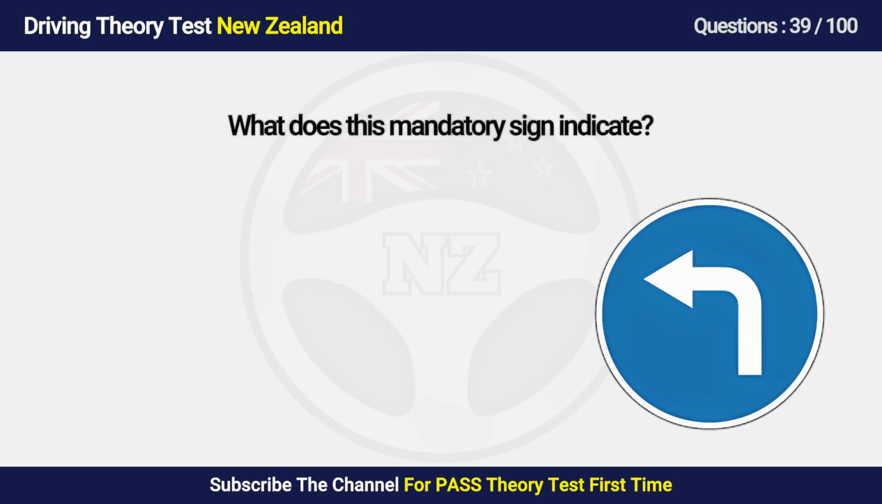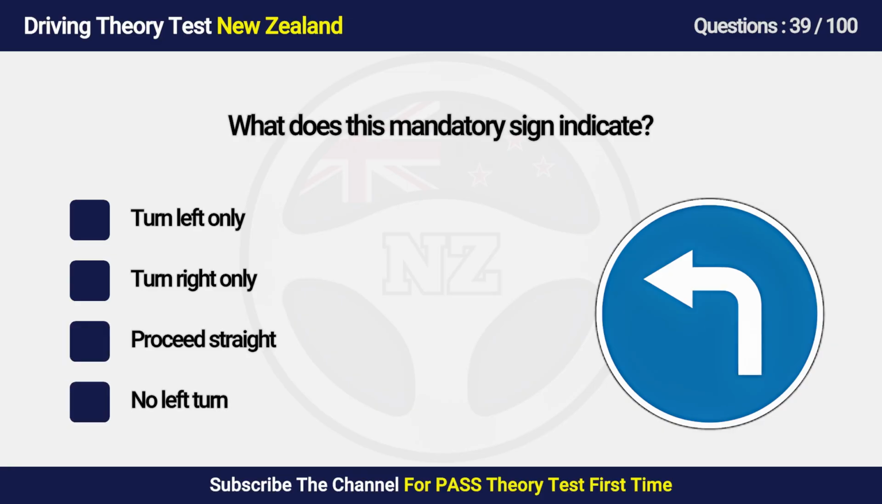Question 39. What does this mandatory sign indicate? A. Turn left only. B. Turn right only. C. Proceed straight. D. No left turn.